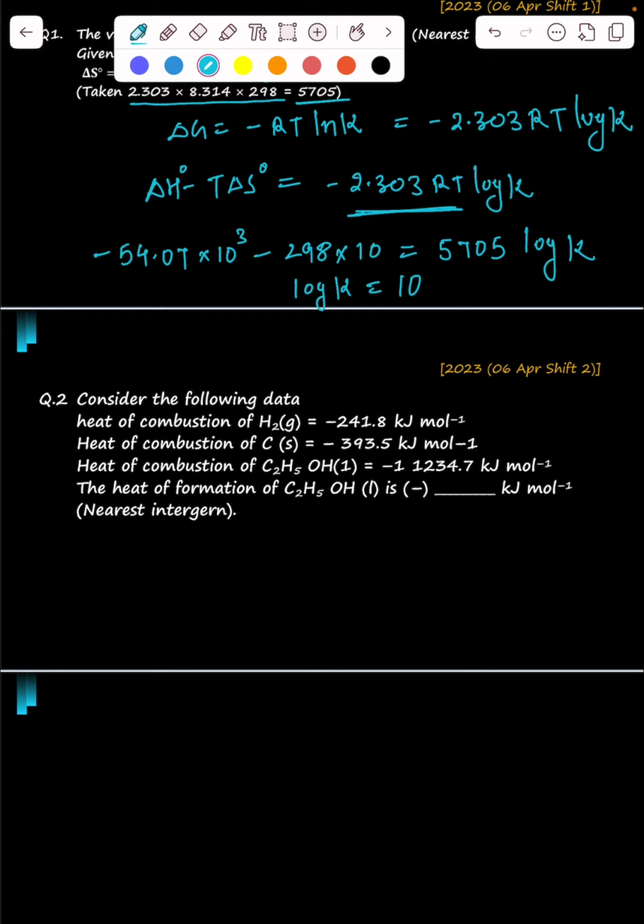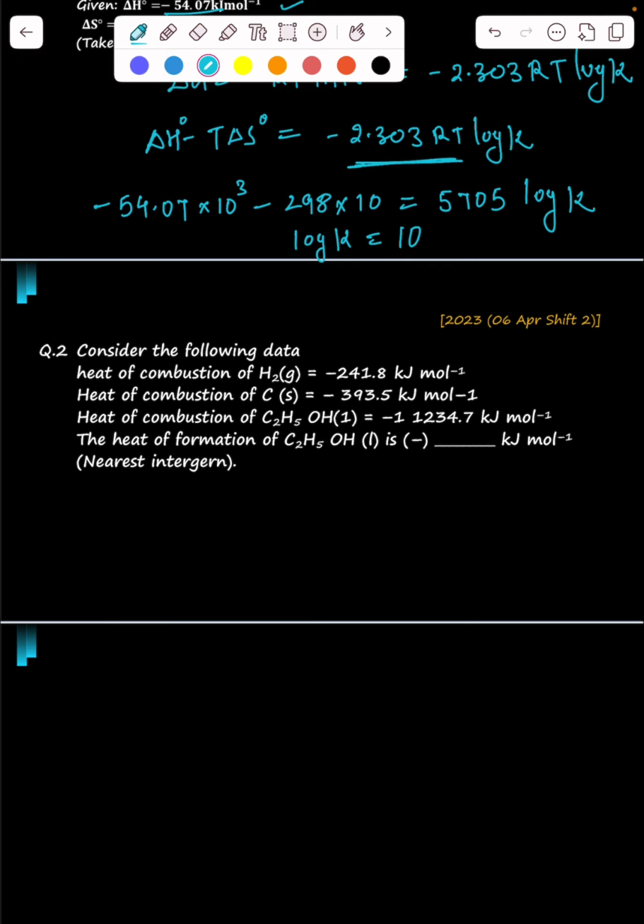In the next question, they are saying consider the following data. Okay, heat of combustion of carbon is given, heat of combustion of alcohol is given, and heat of formation of alcohol, that we have to calculate. ठीक है भाई. So first we have to write the balanced equation. C2H5OH combustion given है तो पहले इसका burning लिख लेते हैं. That should be CO2 plus H2O.